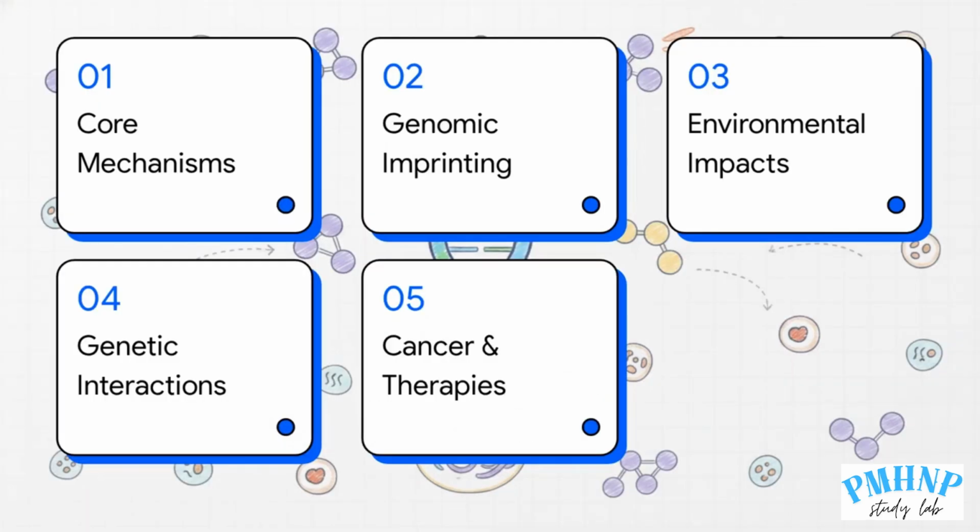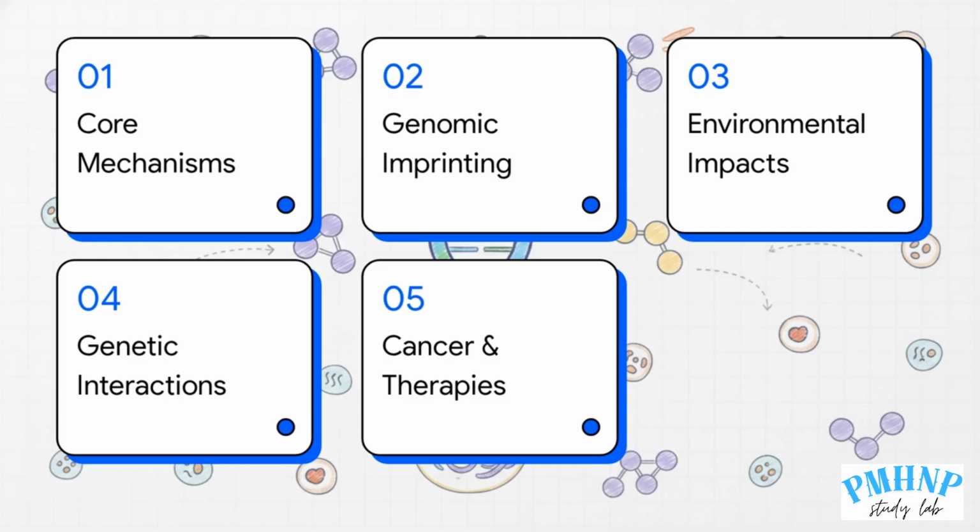Okay, here's our roadmap. We're treating this like a structured flowchart today. We'll start with the foundational cellular mechanisms, right? Then we'll move into genomic imprinting and environmental impacts, and finally, we'll scale all of that up to macroscopic diseases, cancer, and the pharmacological treatments we use to fight them.